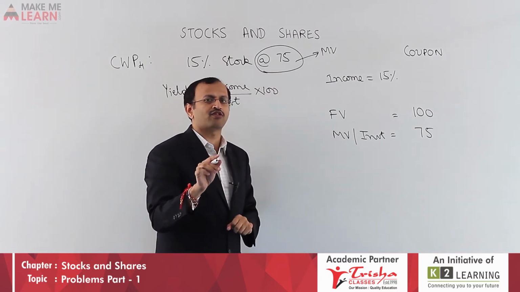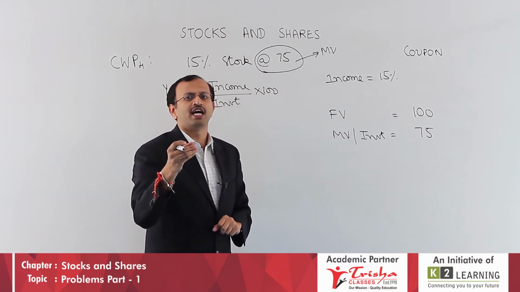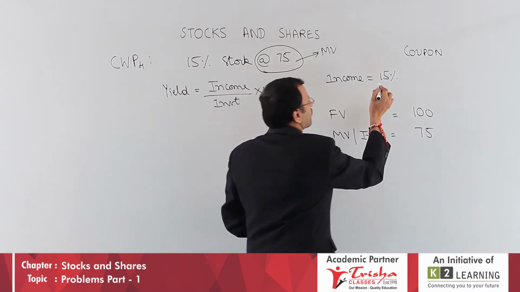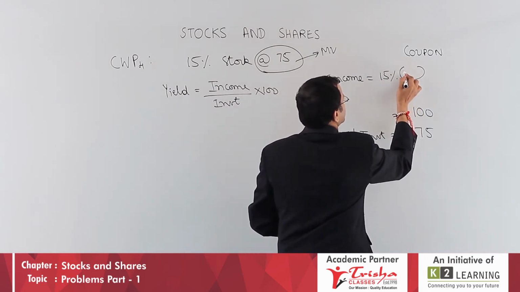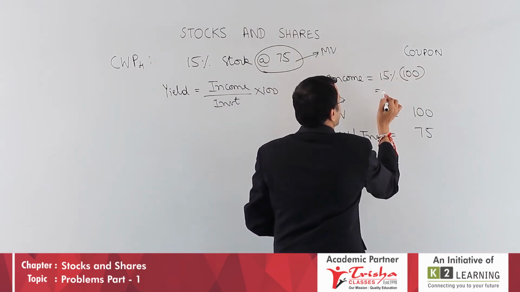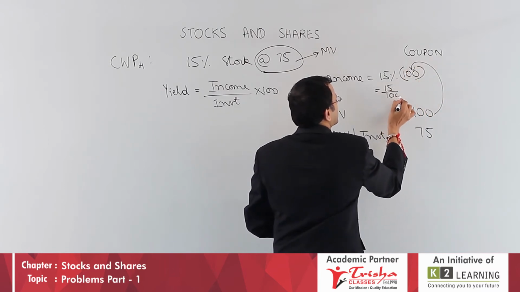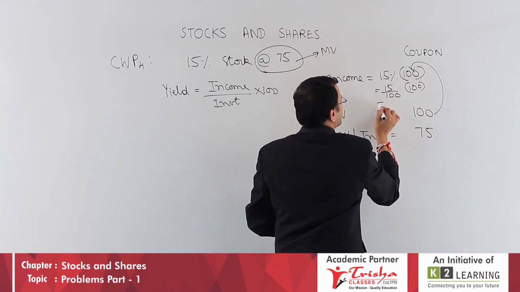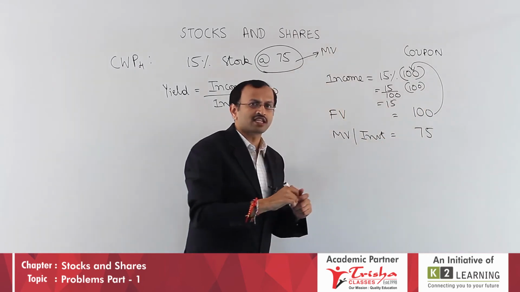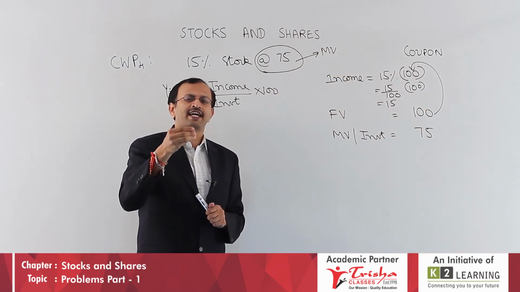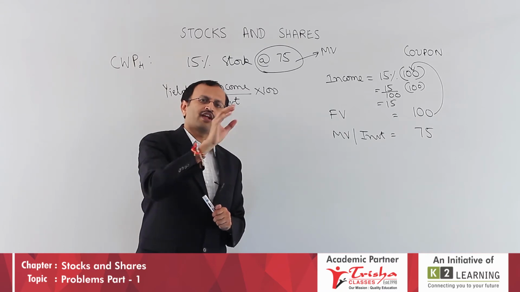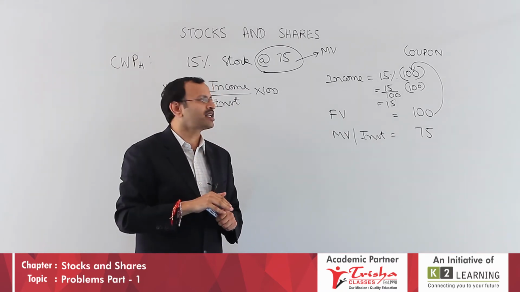But in the given question, it's clearly mentioned as 100 rupee face value. So income is calculated on the face value of 100 rupees. Do you agree it is 100? Yes. 15 by 100 on 100 is nothing but 15 rupees. Students, from now onwards, if they give an 18% stock, and face value is 100, directly you write 18.